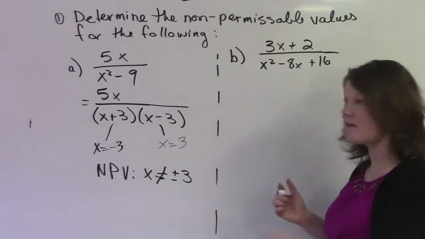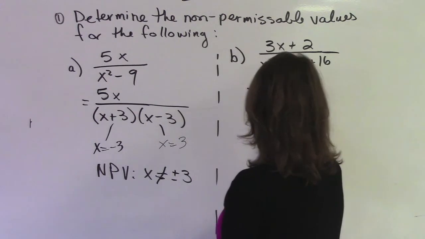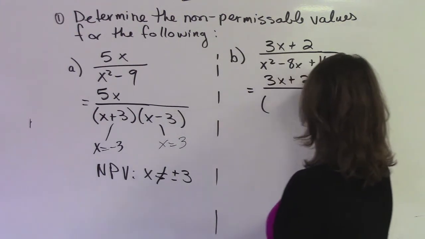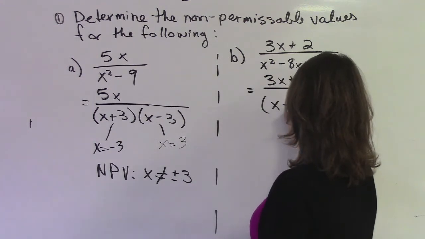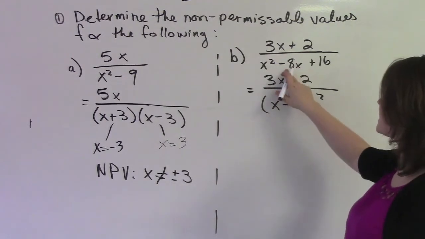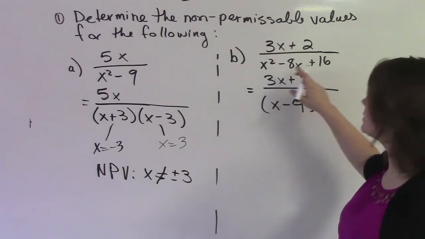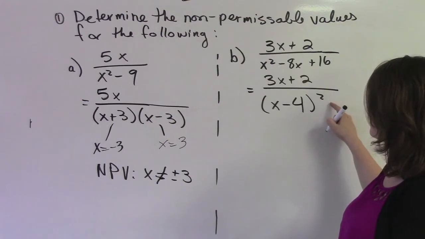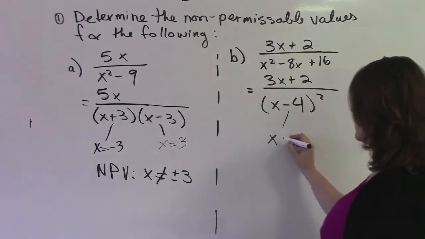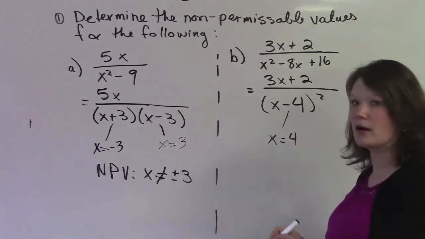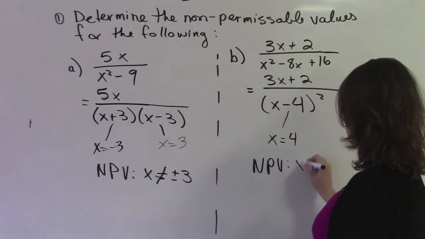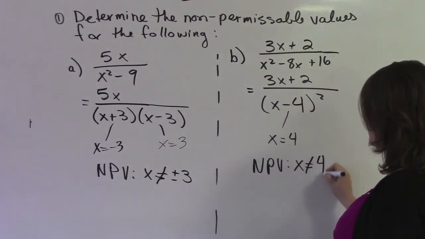Step number 1, factor both top and bottom. 3x plus 2 all over, this one's just x minus 4 squared. It's a perfect square because this is negative 4 times 2, this is negative 4 squared. So all I can say is that this turns to 0 when x equals positive 4. So the non-permissible value is x cannot equal positive 4.